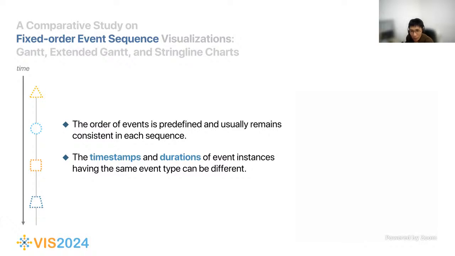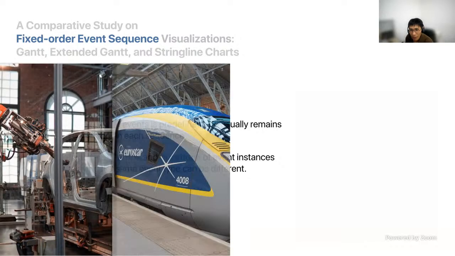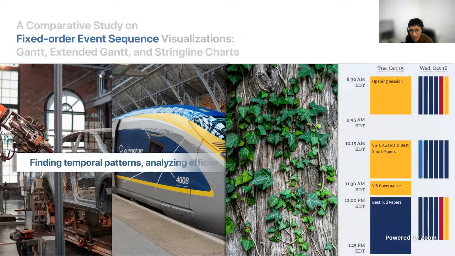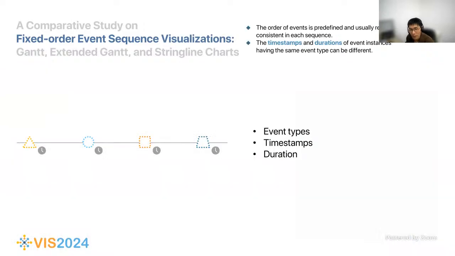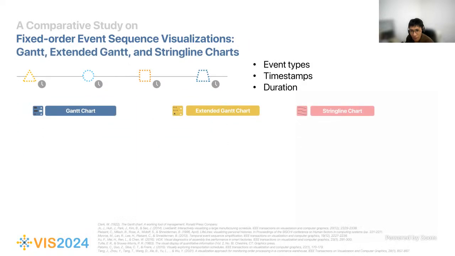So when analyzing this kind of data, we can find temporal patterns, analyze efficiency, and detect anomalies. Or sometimes we may just want to present the data for communication purposes. So visualization and visual analysis can assist in these requirements. For a fixed order event sequence, only those timeline-based visualizations can encode event types, timestamps, and duration. So they can visualize all the temporal data. Such kinds of visualizations include Gantt chart, extended Gantt chart, and streamline charts.